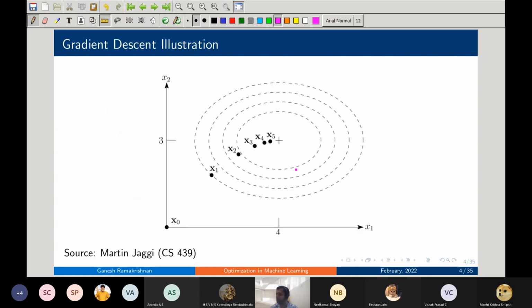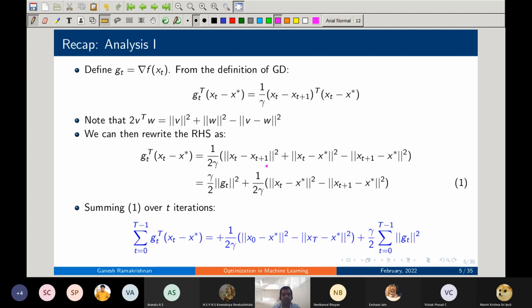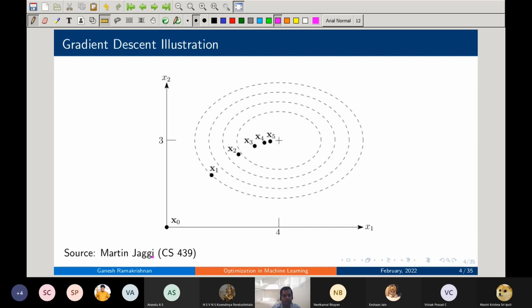As I said, the analysis would depend on the nature of the function as well. What we saw is Lipschitz continuous and convex functions, where we get one kind of convergence, and we're not very happy about it. So let's recap why we are not happy about it. I've also slightly changed the indices just to be consistent. I've made all indices go from t equals 0 to T minus 1.